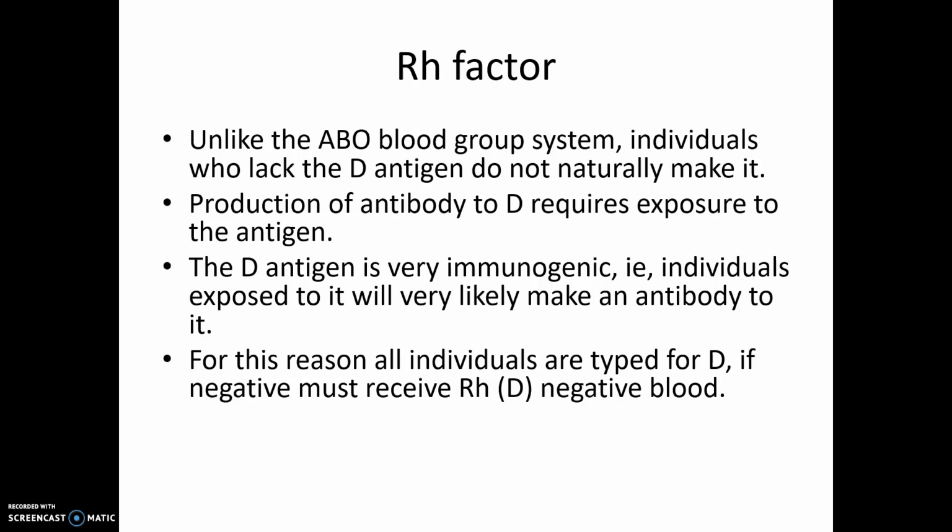So, unlike the ABO system, individuals who lack the D antigen do not naturally make the antibody, okay? So your body isn't trying to fend off anti-Rh, okay? Production of the antibody to D is going to require exposure to that antigen. And here's what happens. When your body is exposed to it, you will make an antibody for it. So, for this reason, all individuals that are typed for D, if negative, must receive Rh D negative blood. We never want to give somebody a reaction or cause their body to create antibodies for that particular antigen.